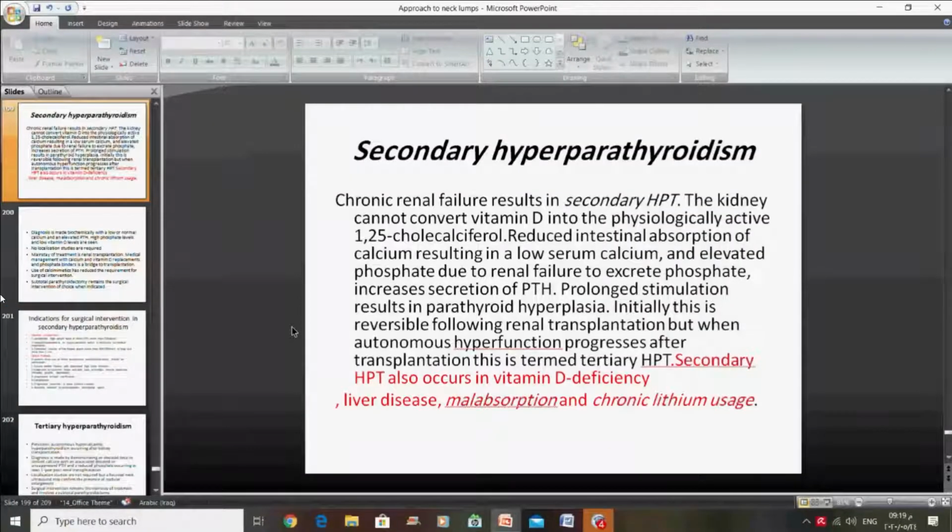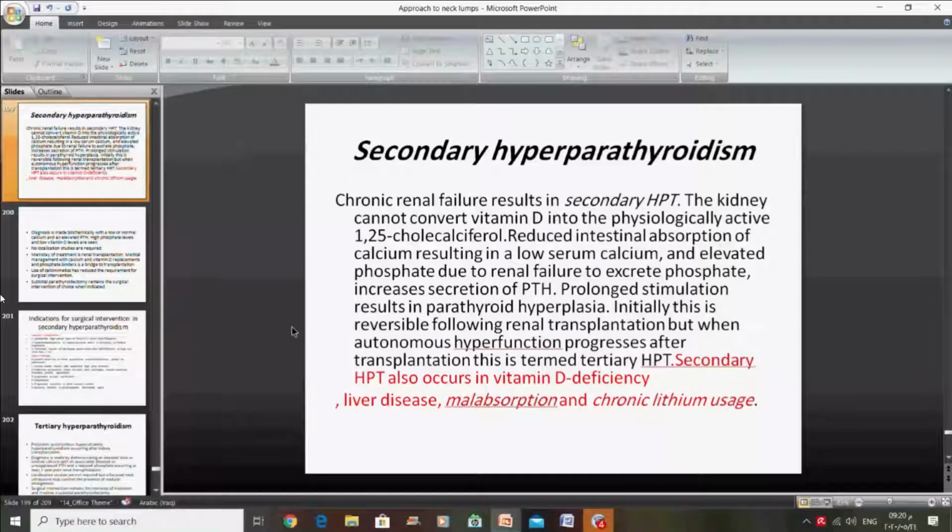We talked about primary, now secondary hyperparathyroidism. Chronic renal failure results in secondary hyperparathyroidism. The other causes of secondary hyperparathyroidism, in addition to chronic renal failure, are those written in red: vitamin D deficiency, liver disease, malabsorption, chronic lithium use, in addition to other drugs; as we said before, diuretics are one of the causes. The kidney cannot convert vitamin D into the physiologically active 1,25 cholecalciferol. Reduced intestinal absorption of calcium results in low serum calcium and elevated phosphate due to failure of the kidney to excrete phosphate.